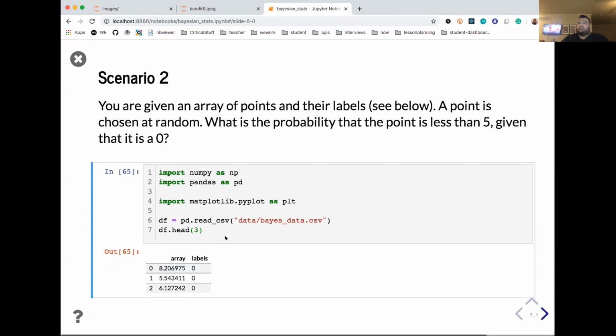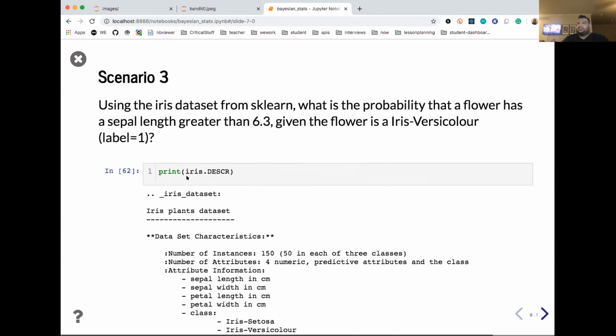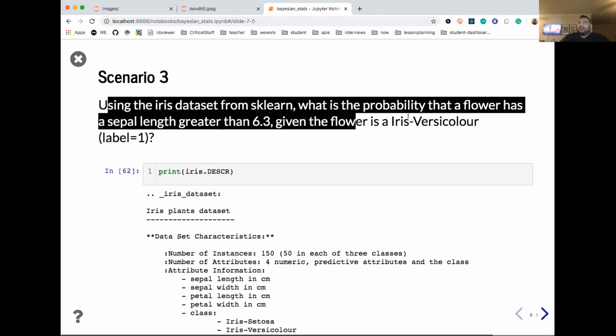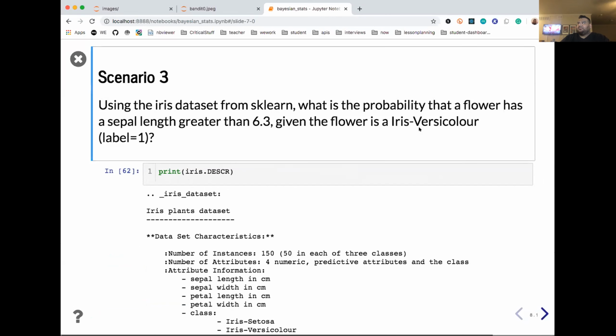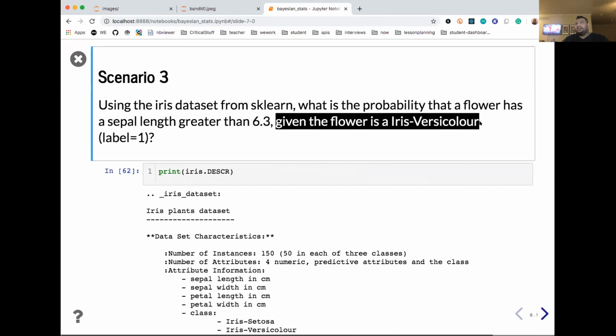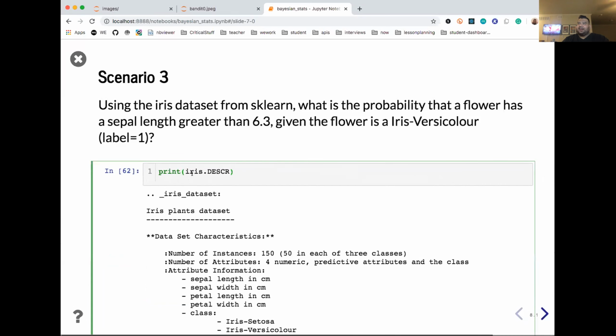And then the third scenario, very similar. Using the iris data set from scikit-learn, what is the probability that a flower has a sepal length greater than 6.3, given that the flower is an iris versicolor, which is a label of 1? Whenever you look at the iris data set, you will see that there. That's it. Those are the activities.